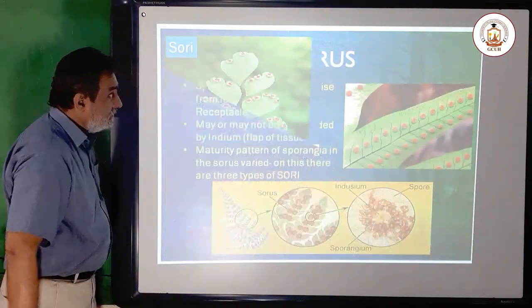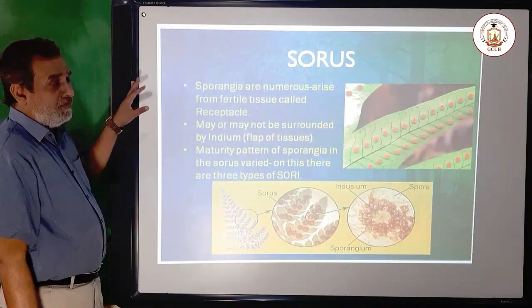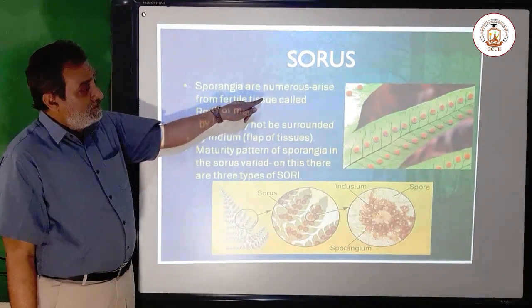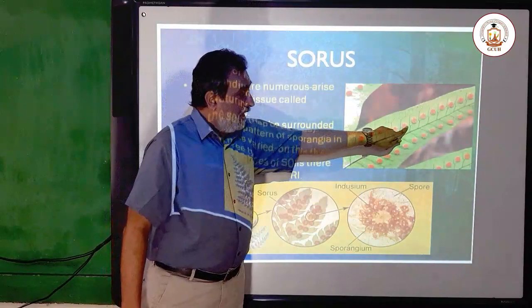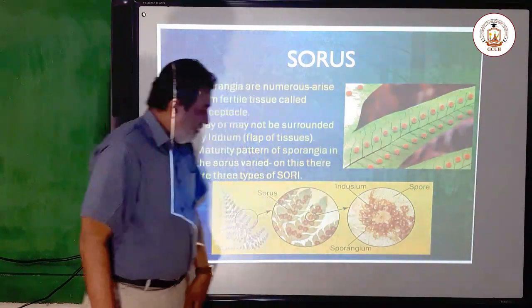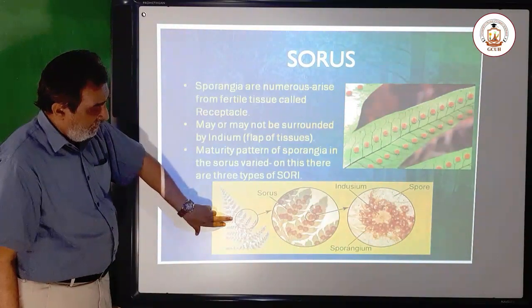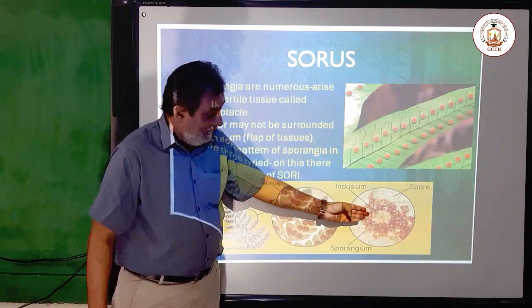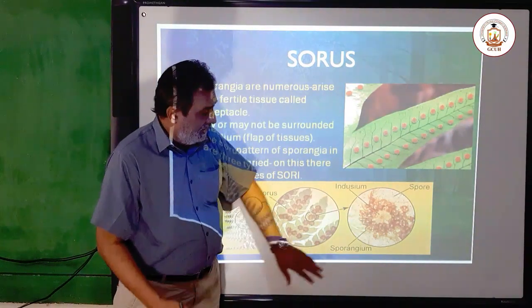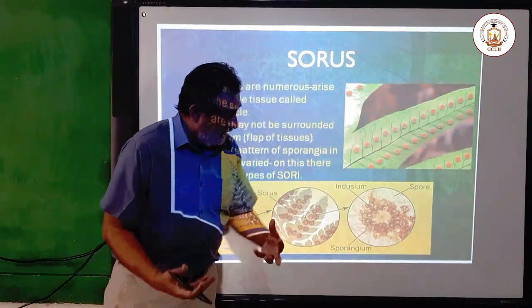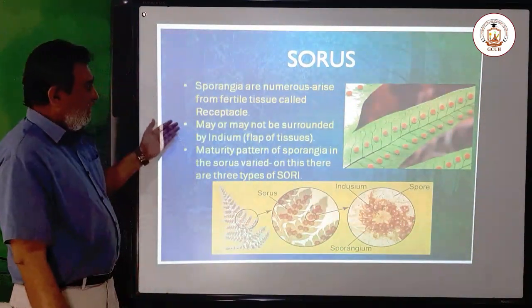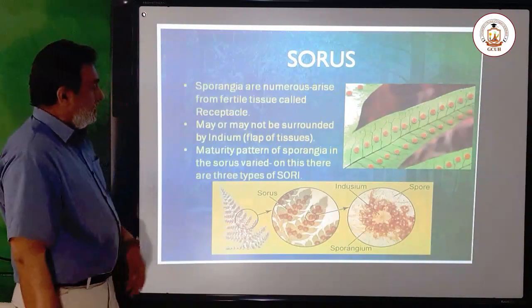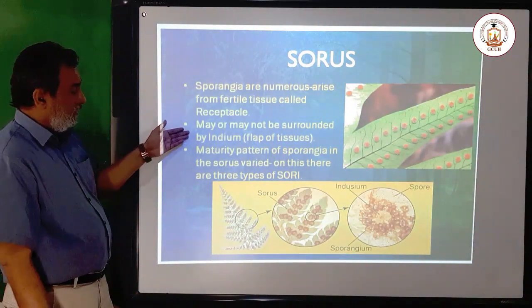Now, sorus is the singular of sori. The sporangia are numerous, as I have told you. These are the sori, and one is called a sorus. If you look at one sorus and go inside it, you will find a number of sporangia, an aggregation of sporangia. It may or may not be surrounded by the indusium. This is the indusium, the flap of tissue that surrounds it.